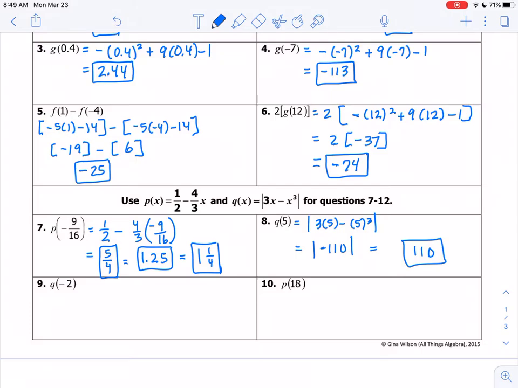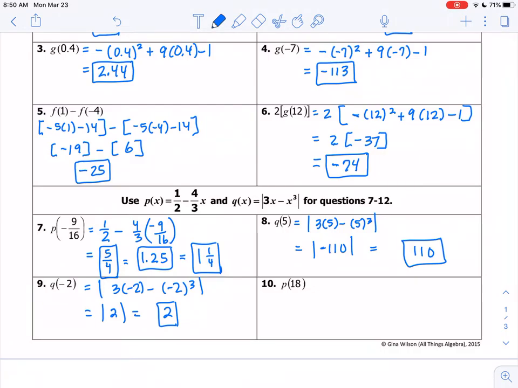On number 9, we're plugging in negative 2 into the Q function, so absolute value of 3 times negative 2 minus negative 2 cubed. Again, you've got to watch your parentheses there because that could change the signs. And that gives us the absolute value of 2. And the absolute value of 2 is 2.